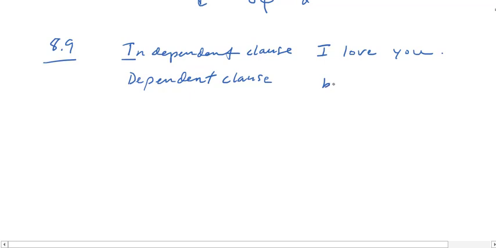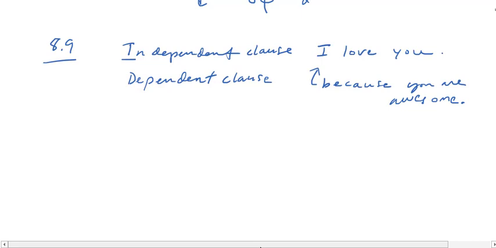Now, if I had something like because you are awesome, okay? I love you because you are awesome. Is because you are awesome able to stand on its own in such a way that you don't feel like you're missing anything? No. It needs to be embedded in a larger clause, right? It needs to be embedded in what we would call an independent clause.